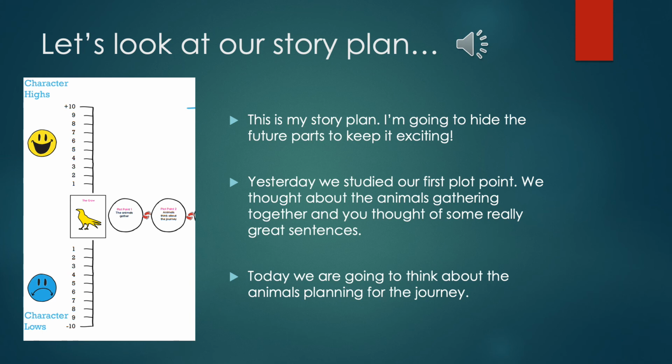So the first plot point, the first main event in the story, was when the animals gathered together because they were cold. So we talked about that bit yesterday and you were thinking of forming some fantastic sentences. Today our plot point is going to be how the animals are going to prepare for the journey that they're going to go on.